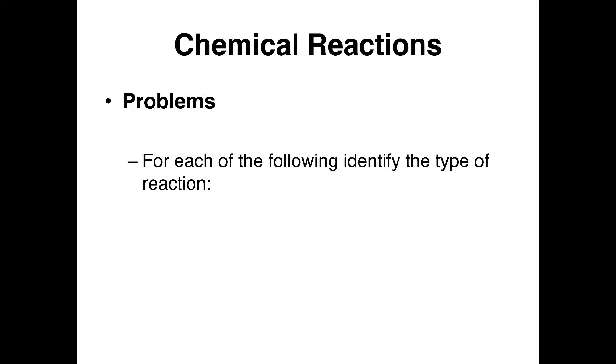So let's do examples and see if we can identify the type of reaction in each of the following. Now here we have calcium chloride plus magnesium forms magnesium chloride plus calcium. I'm sorry, I said potassium the first time. And what you have here is the magnesium replacing the calcium, and it's a single replacement. So this is a single replacement reaction.